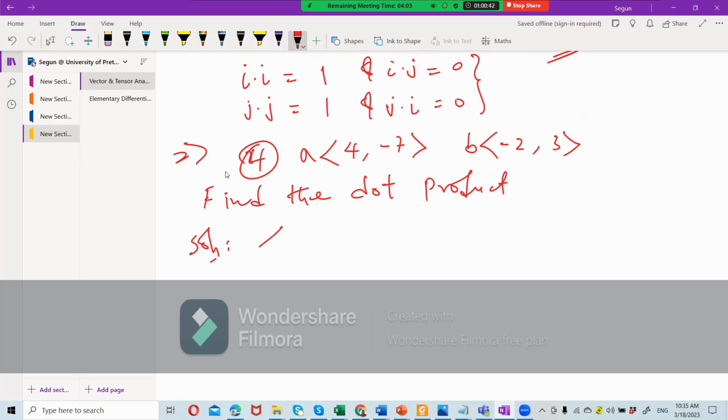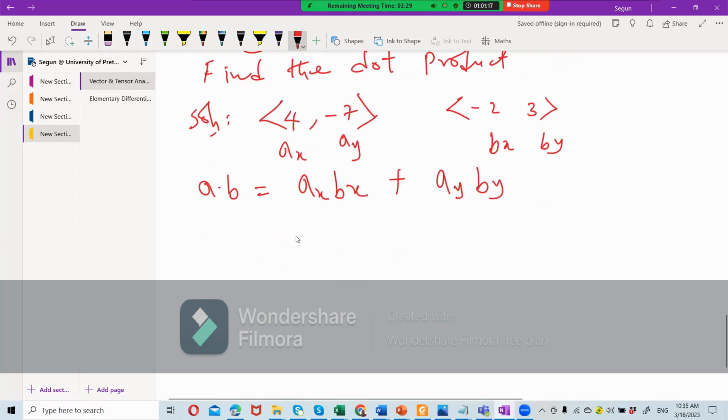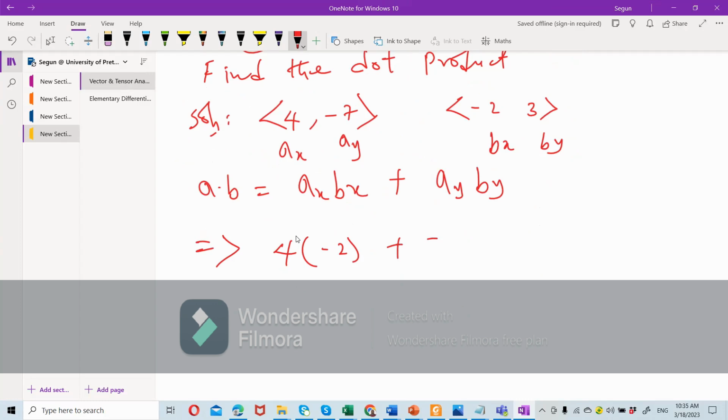All you need to do is get your details first. From here, we know that this is my 4, -7, which is AX and AY. Then here we have -2, BX, and 3, BY. I know that A dot B is equal to AX BX plus AY BY. So I can proceed by solving this problem. Take this one to multiply this: 4 multiplied by -2 plus -7 multiplied by 3. So you have -8 -21. At the end of the day, -29.